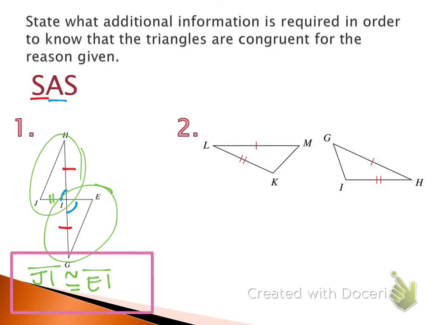We're together now. You're going to try the second. What is missing? You write what has to be congruent in order to have side angle side. Something is missing. You need to tell me what needs to be congruent to have side angle side.